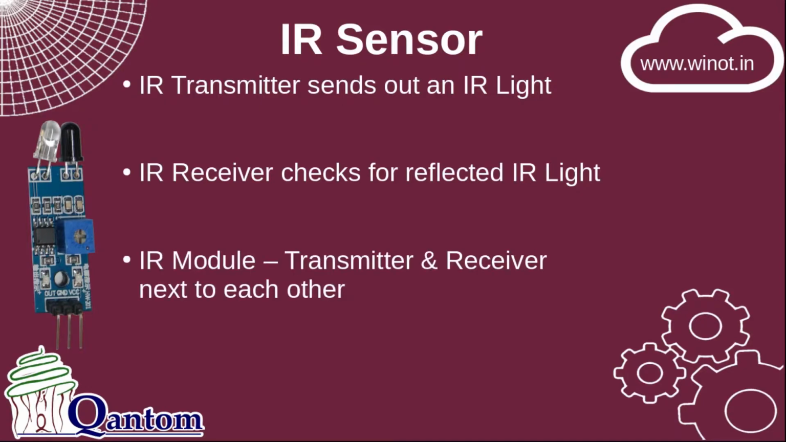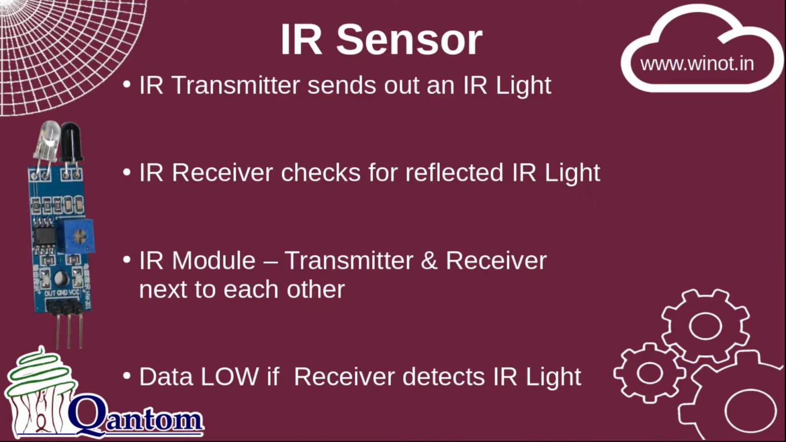I'll be using an IR sensor module which has an IR transmitter and a receiver next to each other. The IR receiver can receive a reflected infrared light. Thus, when the sensor receives light back from the transmitter, we know that there was an obstacle which reflected the light back. The IR sensor module has 3 pins. The IR sensor module's data pin is set to low if an obstacle is detected. It's set to high if an obstacle is not detected.